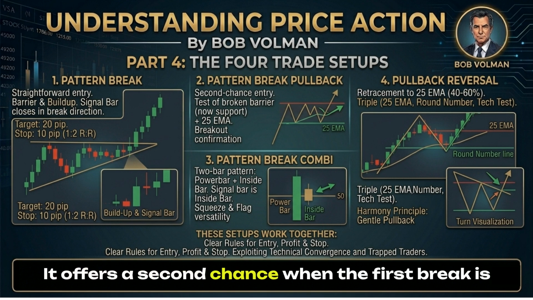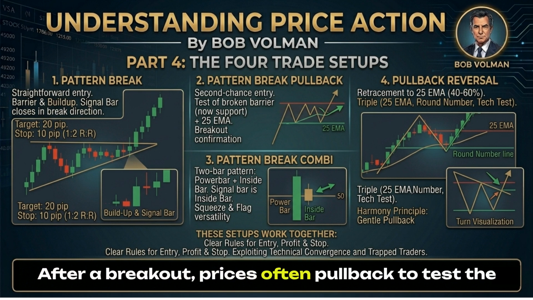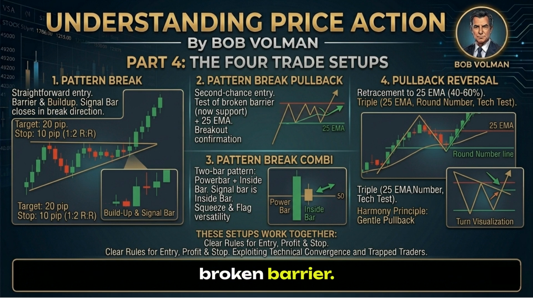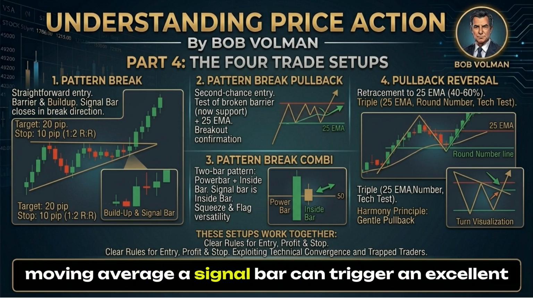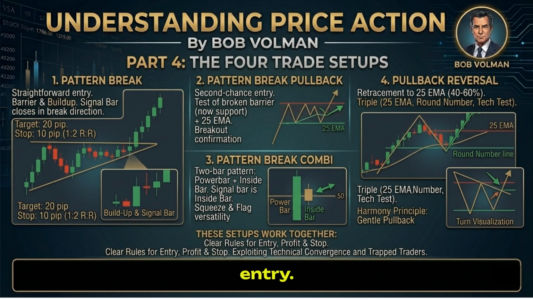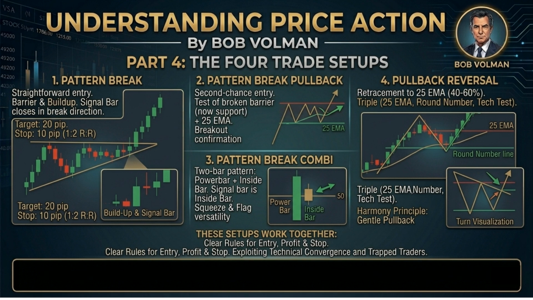The second is the pattern break pullback. It offers a second chance when the first break is missed. After a breakout, prices often pull back to test the broken barrier. If the pullback finds support there, ideally at the moving average, a signal bar can trigger an excellent entry. The pullback confirms the breakout was genuine.